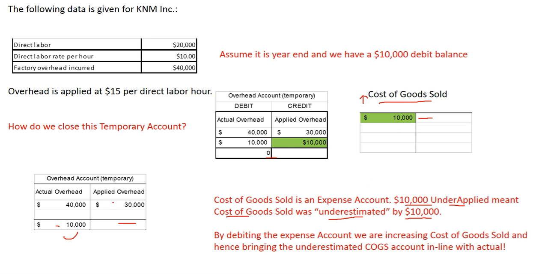Again, at the beginning, when we were applying, $30,000 was flowing through working process to cost of goods sold, and cost of goods sold was underestimated. At the end of the year, we'll balance all that estimation by closing the temporary overhead account and applying a debit to cost of goods sold. For over applied overhead, we are going to do the exact same in an opposite manner, in the sense that cost of goods sold was overestimated. We would debit the temporary overhead account and we would credit cost of goods sold, bringing it down in line with actual.